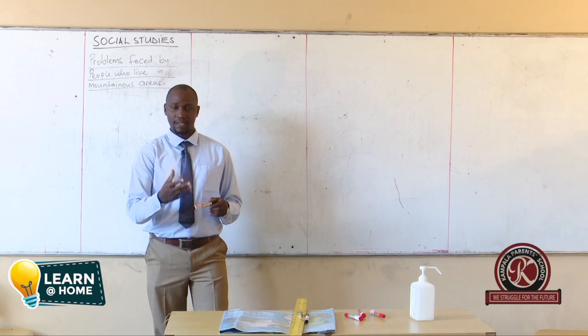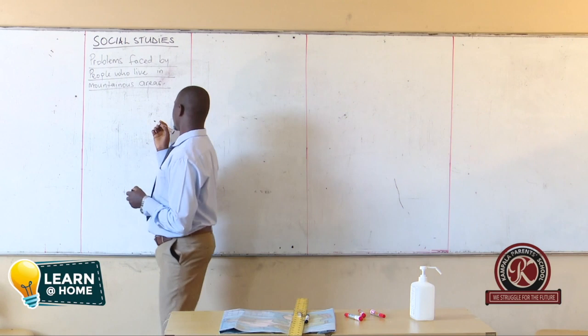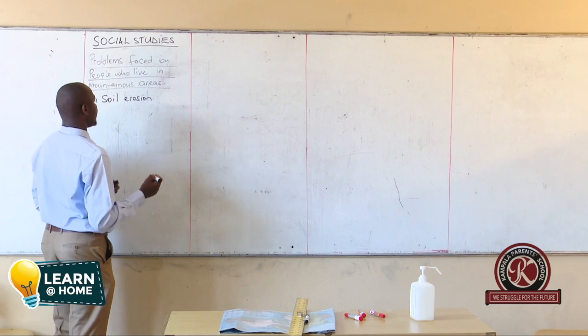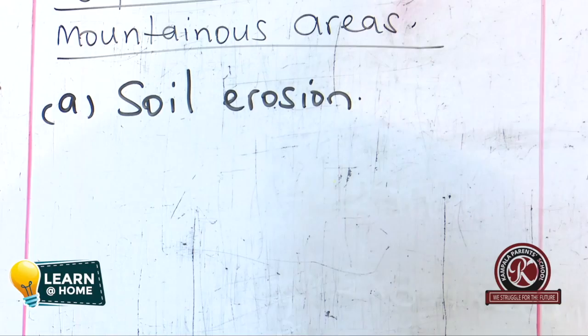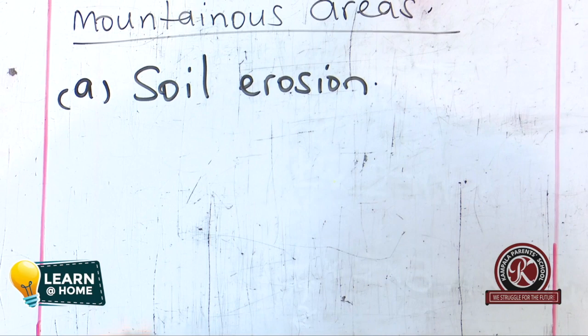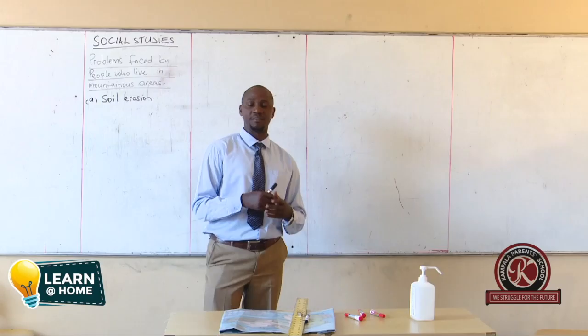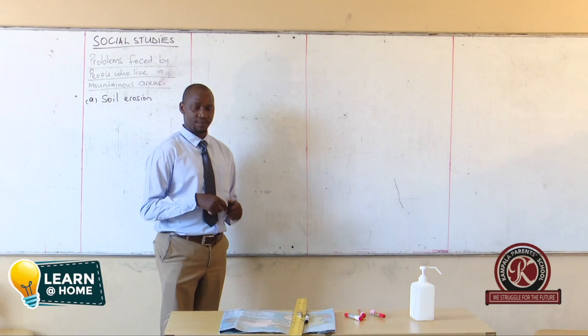Yes, Farouk is saying soil erosion. So we can talk about soil erosion. We can begin by defining it. Soil erosion is the washing away of the topsoil by its agents. How can the problem of soil erosion be controlled in mountainous areas? There are very many ways the problem of soil erosion can be controlled. One, by terracing, by contour.